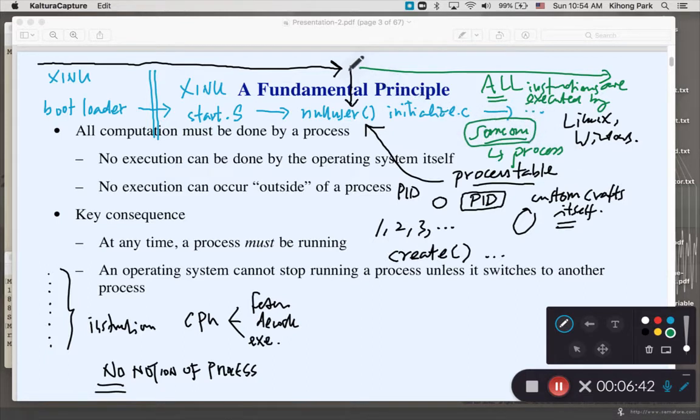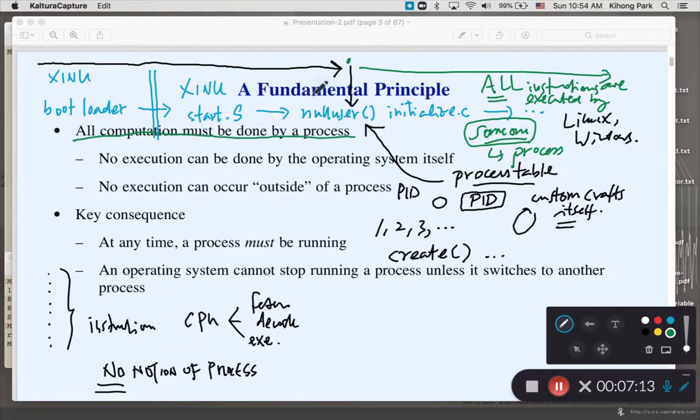So from this moment onward, all code, no matter what that code is, it could be app code, it could be interrupt handling code, it could be system call code, someone executes it. That is, a process is the one that is executing that code.